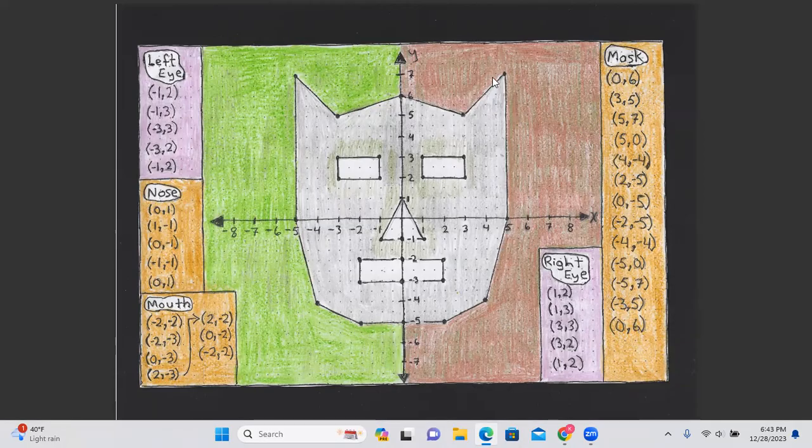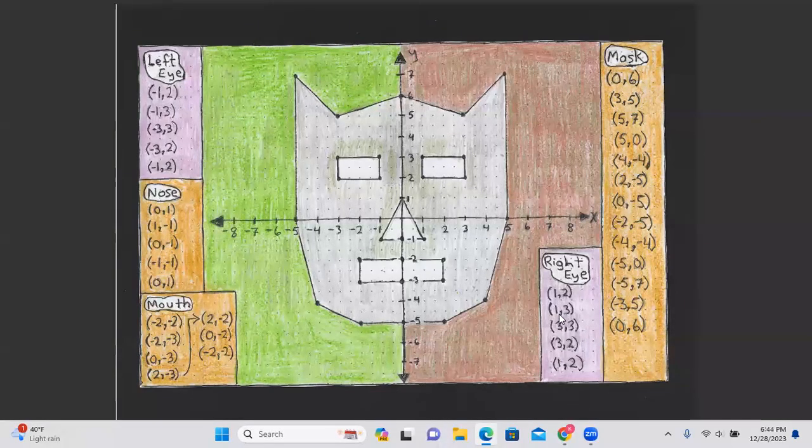These points right here will create the full mask as you see here. But let's take a look at the right eye. Let's take a look at this eye, and we're just going to plot those points. We'll start with (1, 2): over 1, up 2. Okay, and we'll make our point here.